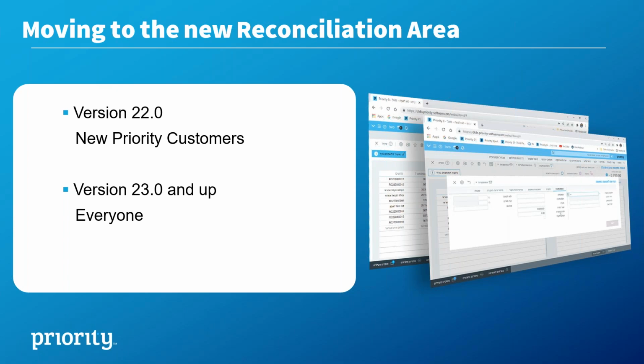The first step is for our new customers who joined Priority with our latest version, released last month, version 22.0. They won't see the old worksheets. Removing the old worksheets for the rest of the customers will happen after October 2022, from version 23 and up, meaning that everyone has enough time to prepare for this. In any case, we will be there for you during the process with everything necessary so that you will be ready for the change.